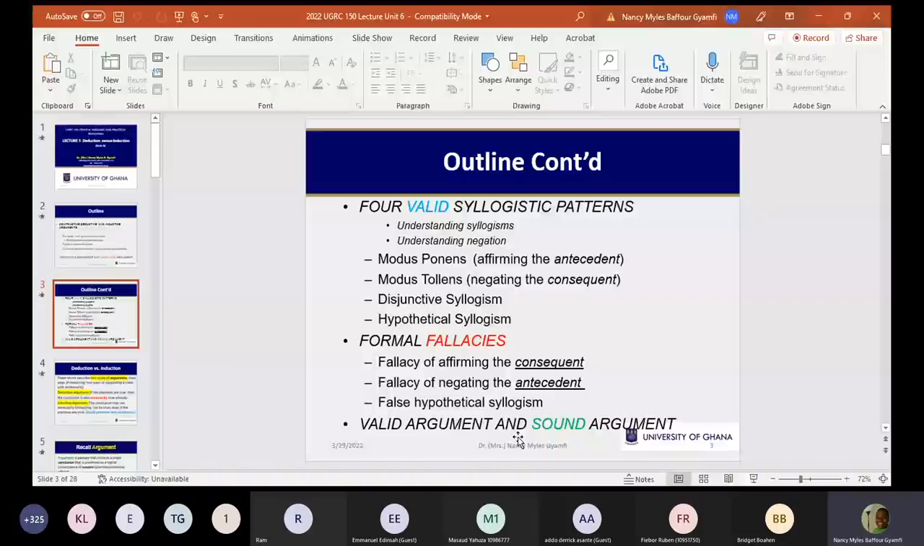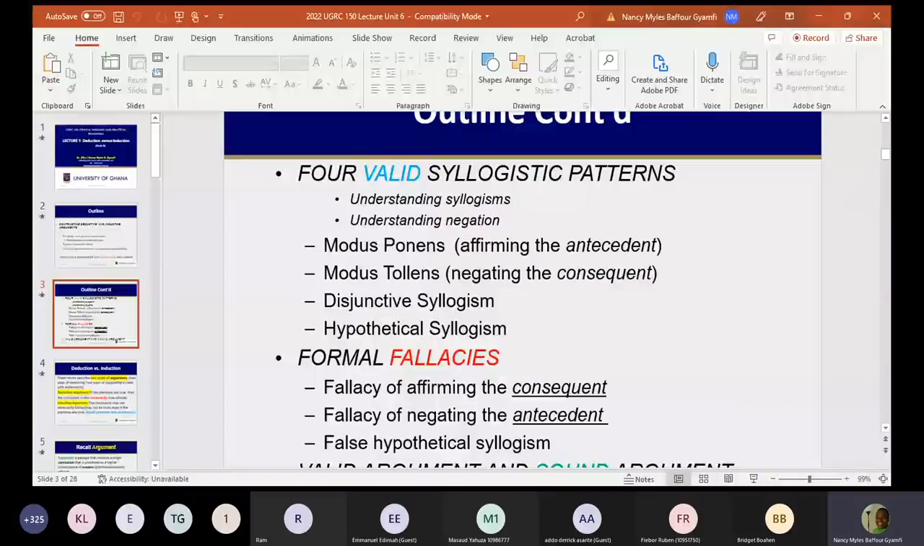Now, the synonym for modus ponens is affirming the antecedent. Whilst modus tollens is called denying the consequent. Look on the screen. It is also called negating the consequent. Denying is another way of saying negating it, making it negative, negating the consequent. Then we have disjunctive syllogism and hypothetical syllogism.